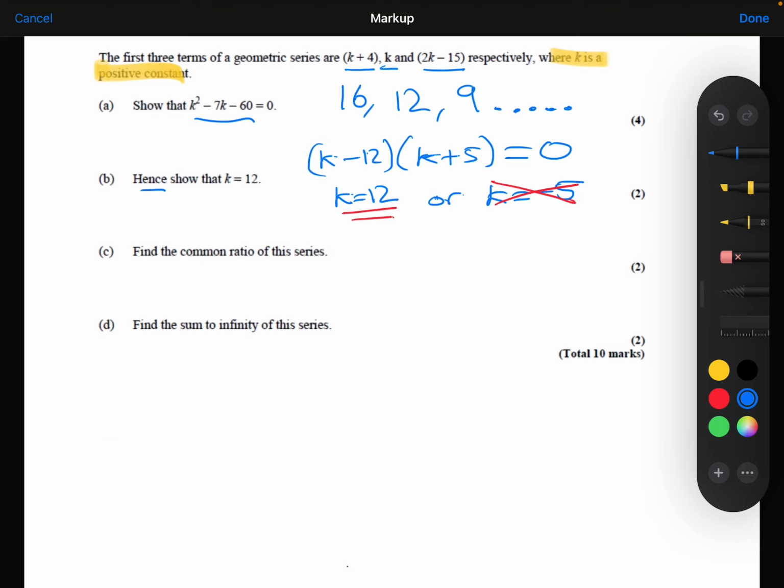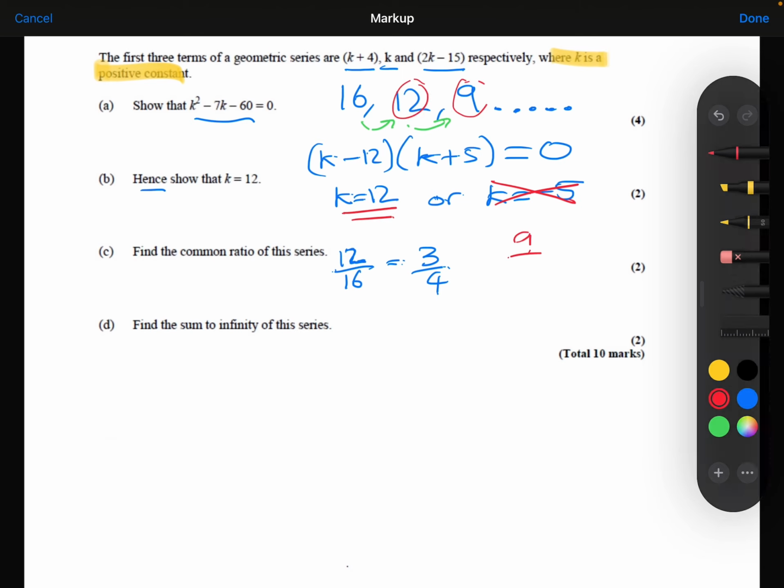Part C, find the common ratio of this series. So what are we multiplying by each time? What is the common ratio? 12 divided by 16, the second term divided by the first term, is 3/4. As a quick check, I could do the same thing, dividing the third number by the second number: 9 divided by 12, and yes we do get 3/4. This is looking correct. We've got the same common ratio, which is 3/4.